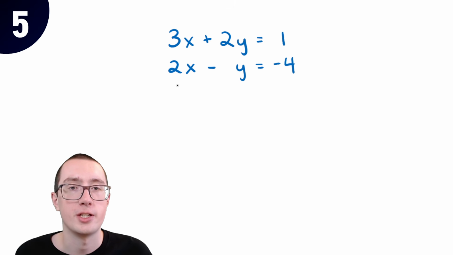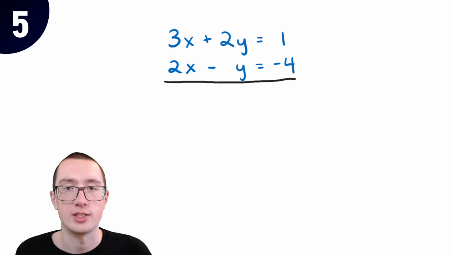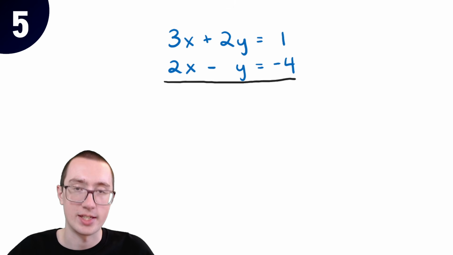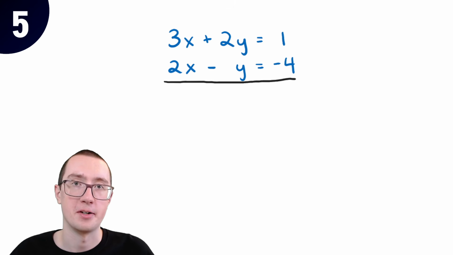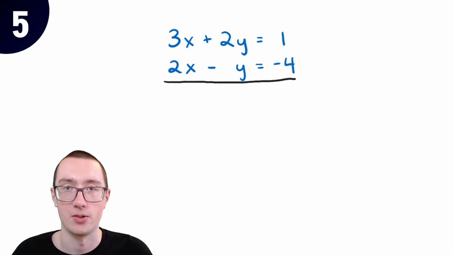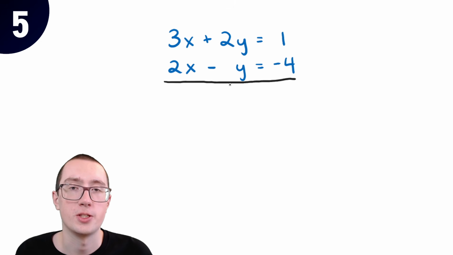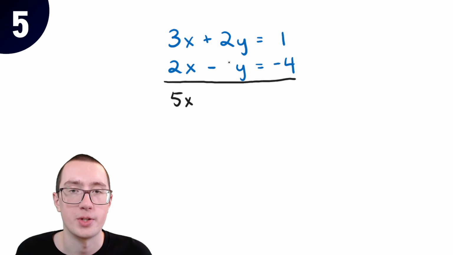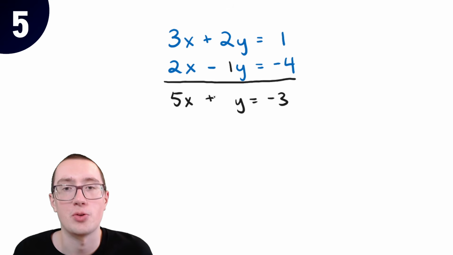The goal of elimination is to add the two equations together. And then when you add them together, you would cancel out one of the letters and leave you with just one letter left. But if we were to add these two equations together right now, that wouldn't happen. Like 3x plus 2x is 5x, and then 2 minus 1, we don't have a number here, so that just means 1. 2 minus 1 is 1, and then 1 minus 4 is -3. Like, we haven't accomplished anything, right? We still have x and y.